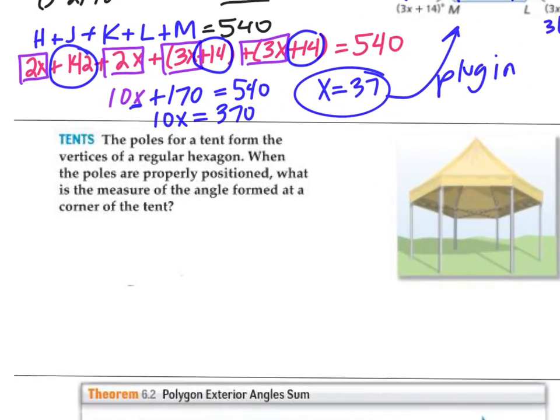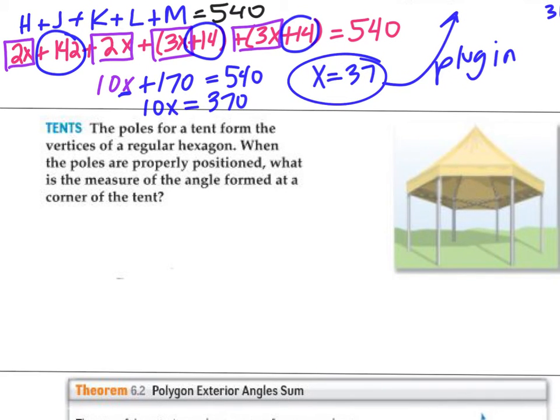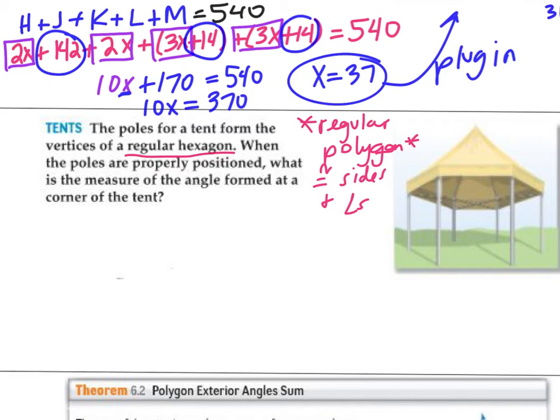Okay, and the last example for the interior angle theorem. The poles for a tent form a regular hexagon. The key thing here is that it is regular. So anytime you have a regular polygon, you are going to have congruent sides and angles. Okay, so if I have a hexagon, I have 6 sides. If it is regular, then each angle is congruent.